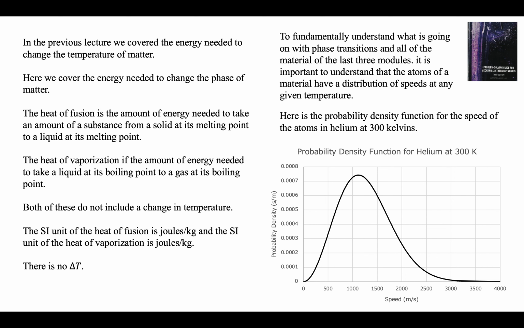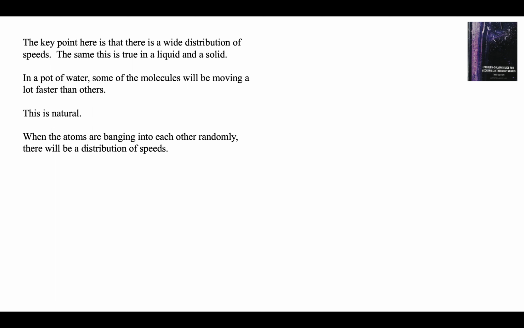The gas is at 300 kelvins, but there's a range of speeds. Same is true in a liquid and a solid. There's a range of speeds at a given temperature. If you have a pot of water, some of the molecules are moving very fast compared to the others. It's natural. There's a natural distribution of speeds. When the atoms are banging into each other randomly, there's going to be a distribution of speeds.